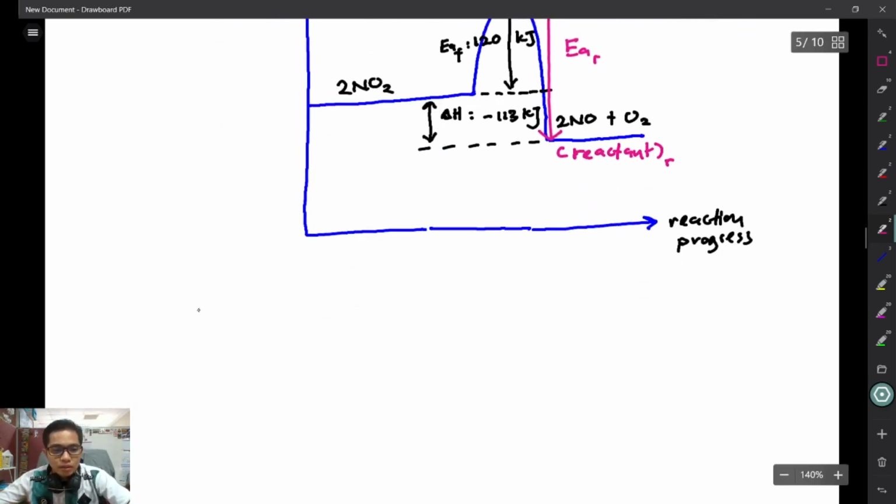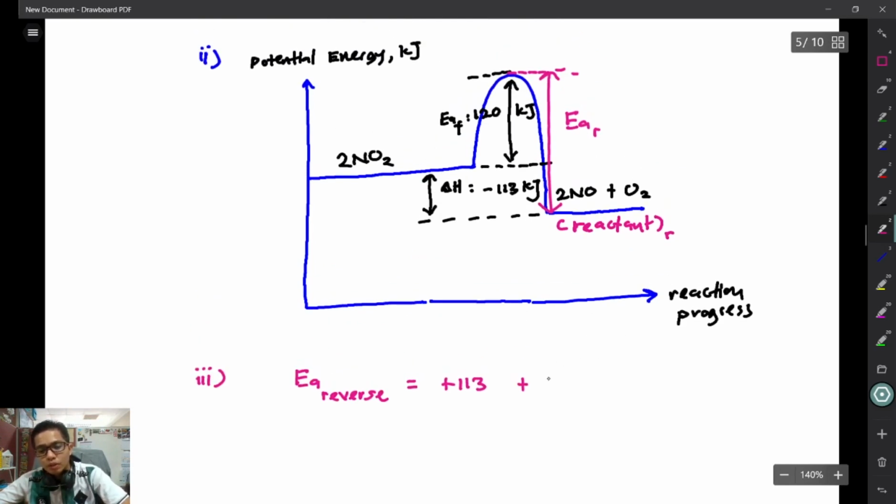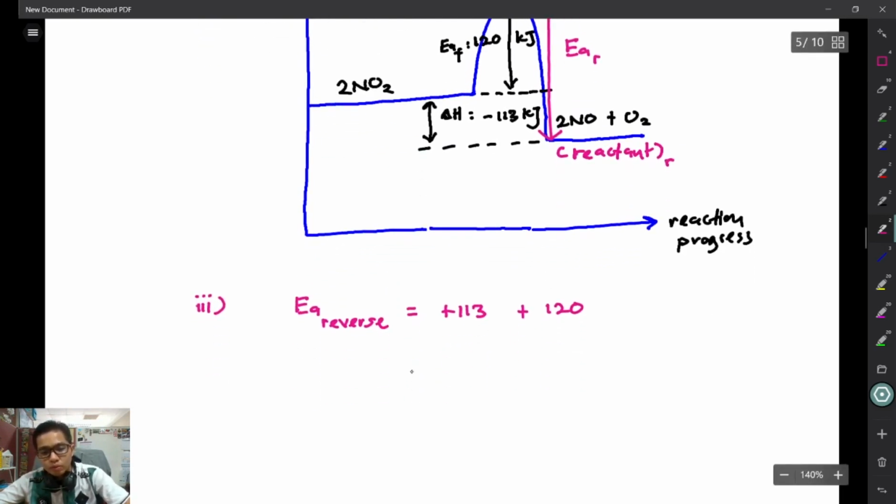Okay, number 3. Determine the activation energy for the reverse reaction. So EA reverse is equal to positive 113 plus 120. So 1 plus 1 is 2, 1 plus 2, 3... 233 kilojoule per mole. Why do I use positive here but negative here?